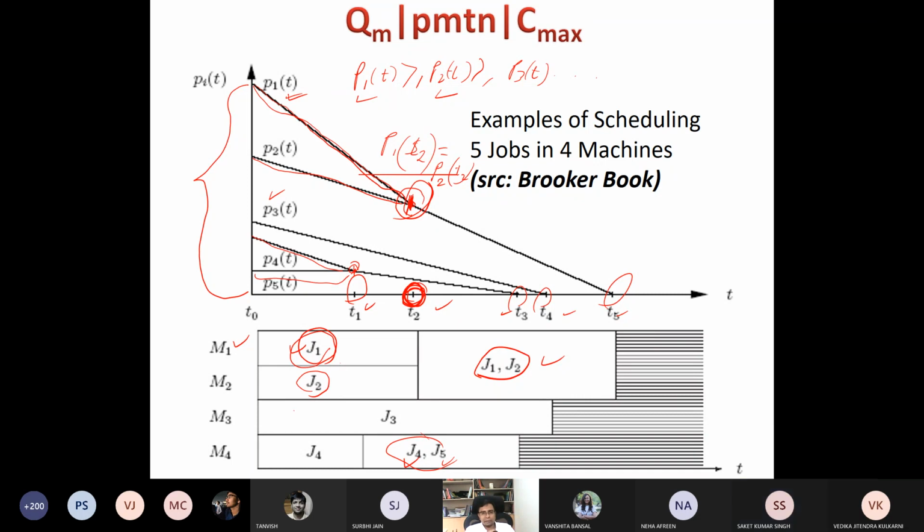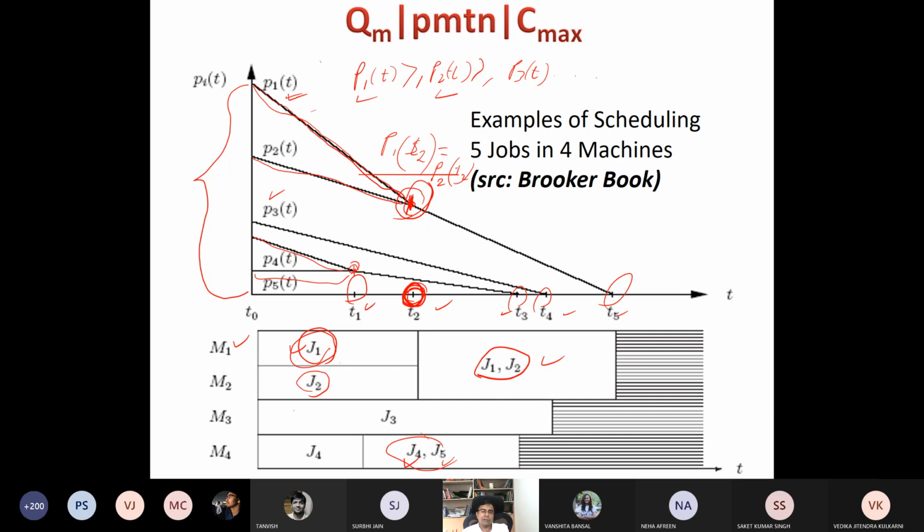Slope means, suppose in this case, P1(t) means job 1 is assigned to the faster machine. As job 1 is assigned to the faster machine, initial time is P1(t), but after some time it will reduce. Because it is assigned to the faster machine, the remaining time will reduce in a faster way.